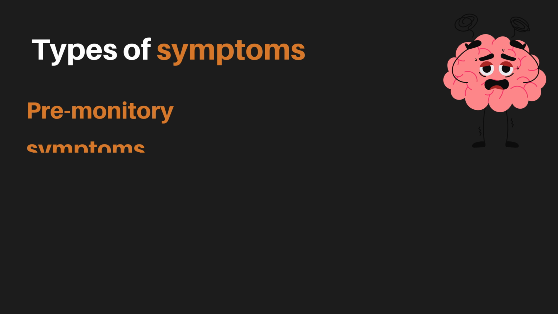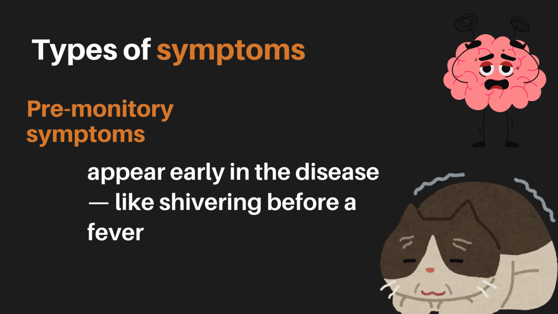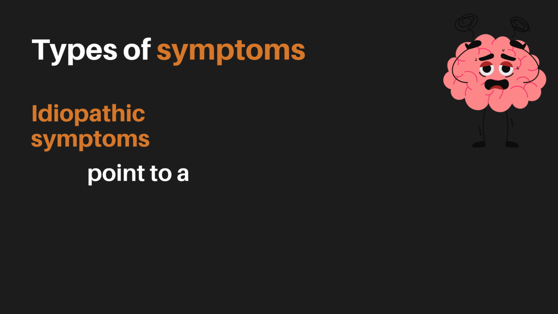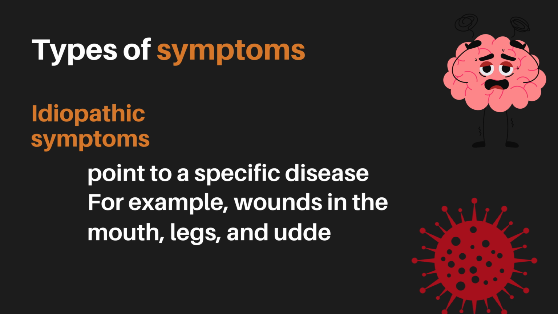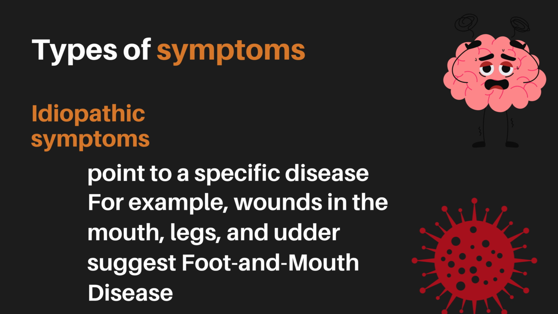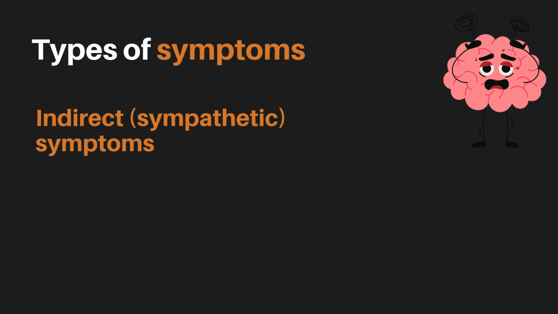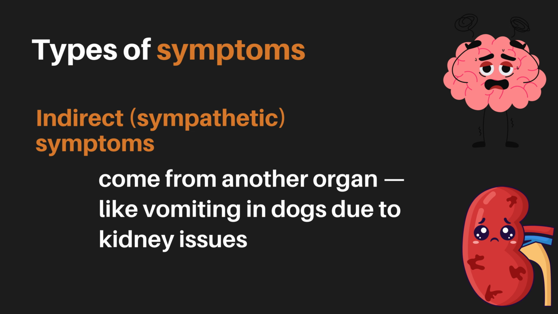Let's look at different types of symptoms. Premonitory symptoms appear early in the disease, like shivering before a fever. Idiopathic symptoms point to a specific disease. For example, wounds in the mouth, legs, and udders suggest foot and mouth disease. Indirect, sympathetic, symptoms come from another organ, like vomiting in dogs due to kidney issues, uremia.